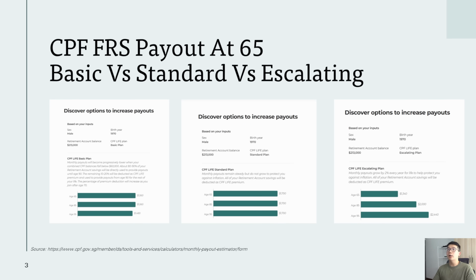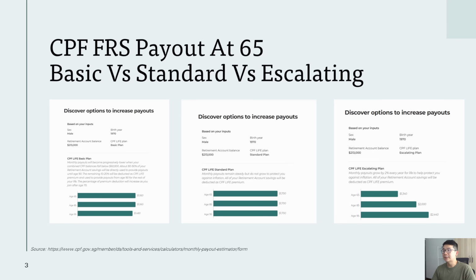So basically what I'm trying to project out is if you are 55 today, how much you're going to receive at 65 years old, right? So the different plans are over here, the basic, standard and escalating plan. As you can see, of course, how the basic plan works is it's a fixed amount of payouts, and then at the end of it, I believe age 90, when you run out of your RA balance, the CPF Life annuity plan will kick in. You get a standard $1,480 per month after age 90.